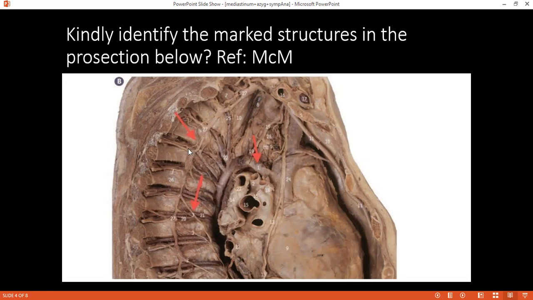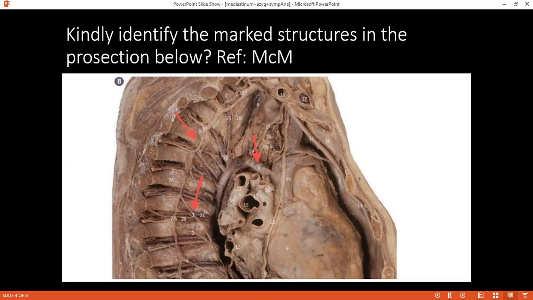What is this arrow, please? Sympathetic trunk. If you can identify this other arrow? This is the azygos vein. All right, good. What is this, number 3? Vagus. All right. From here, which parts of the mediastinum can you see or identify?